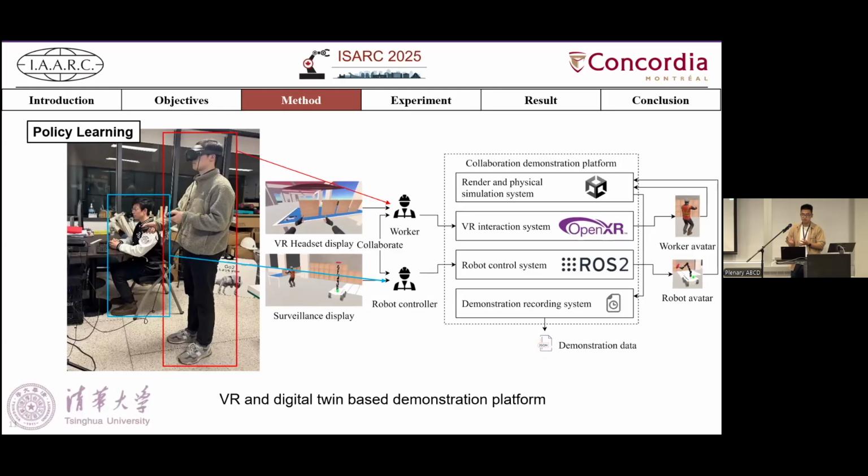It is based on VR and digital twin. So in this system, at least two people are required. One plays as the robot controller and one plays as the worker. They collaborate to complete a construction task. And in this process, their actions and interactions are recorded to generate a behavioral policy.